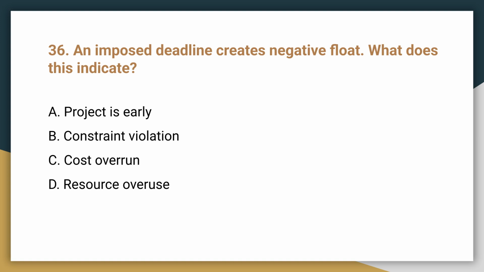Question 36. An imposed deadline creates negative float. What does this indicate? The answer is B, constraint violation. Negative float indicates the current schedule cannot meet a mandated deadline or constraint.